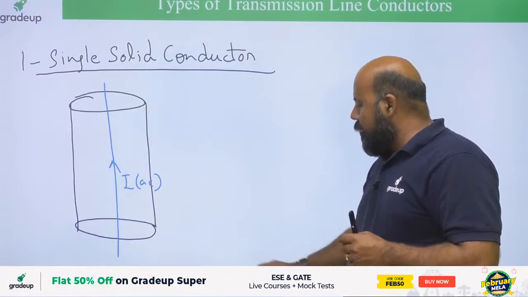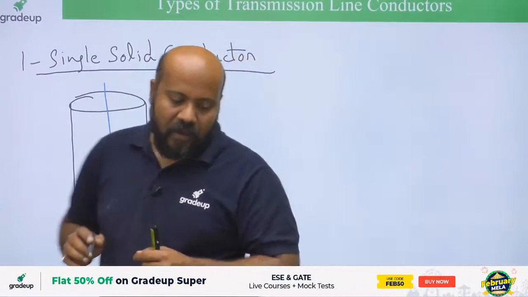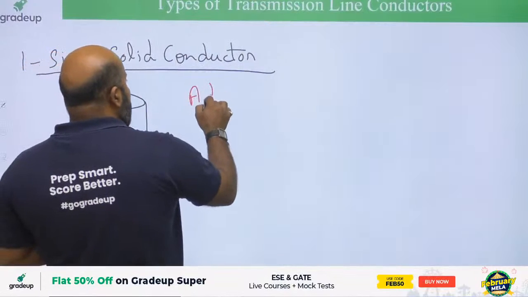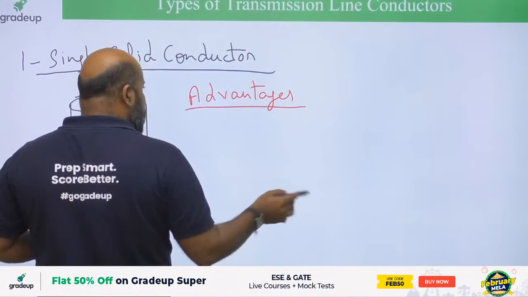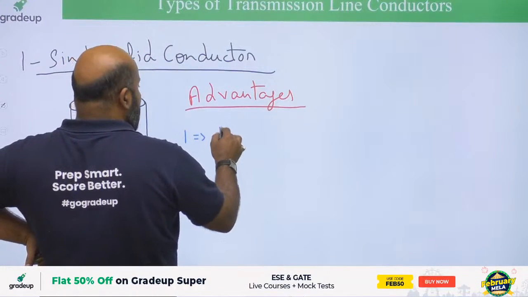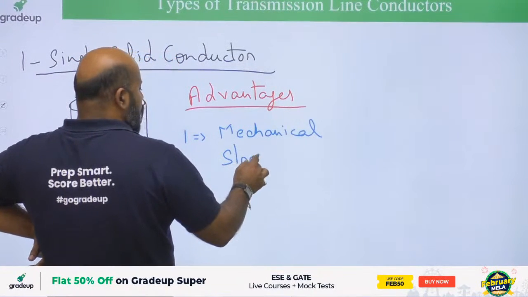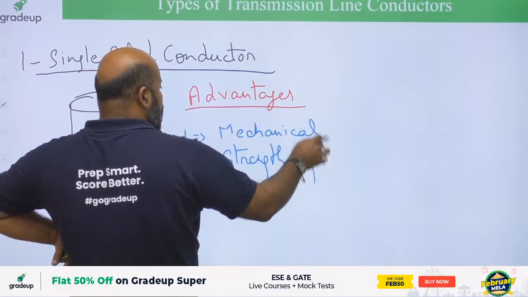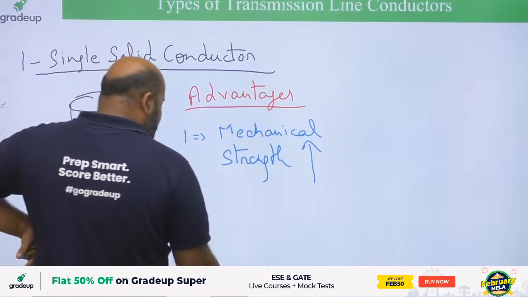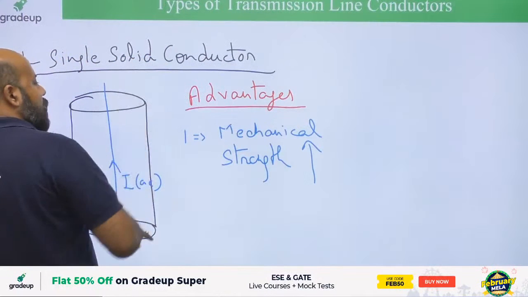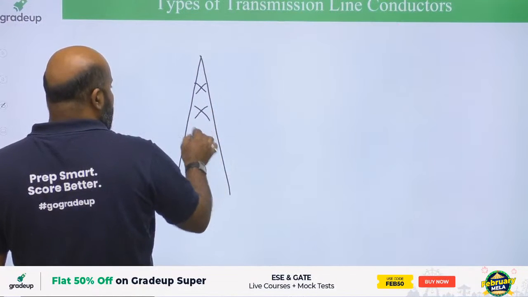Now there are certain advantages and disadvantages of having a single solid conductor. Let us see what the advantages are. If you talk about the advantages, my friend, can you tell me the most important advantage? Number one, the mechanical strength is going to be extremely high. Comparatively, the mechanical strength is going to be high. My friend, if mechanical strength is going to be high for this type of design, please try to understand what other advantages you are going to have.